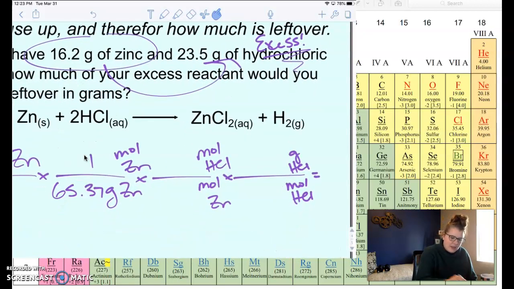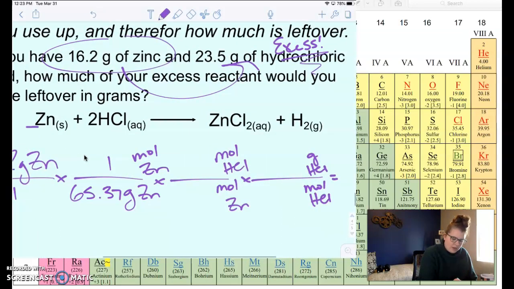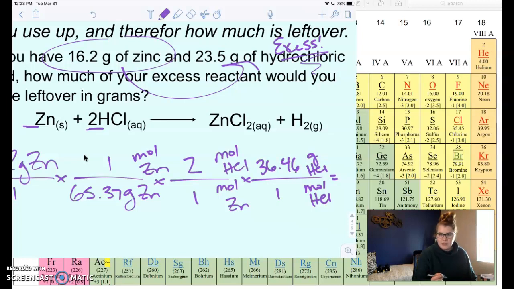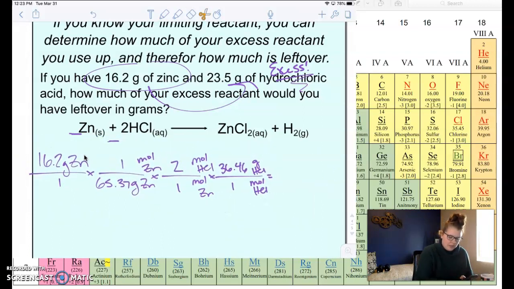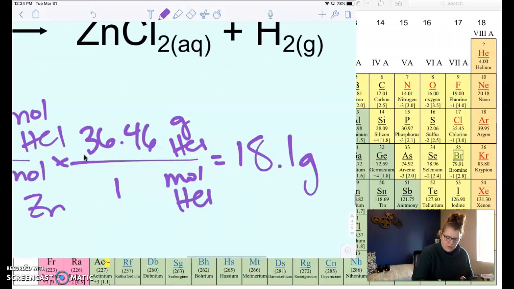So now that I've got this set up, my ratio here is a 1 to 2. So for every 1 zinc, 2 hydrochloric acids are used up. And the molar mass of hydrochloric acid is 36.46, adding up H and Cl together. So let's solve for this. 16.2 divided by 65.37 times 2 times 36.46. I'm getting, and I will need 3 sig figs, 18.1 grams of HCl.